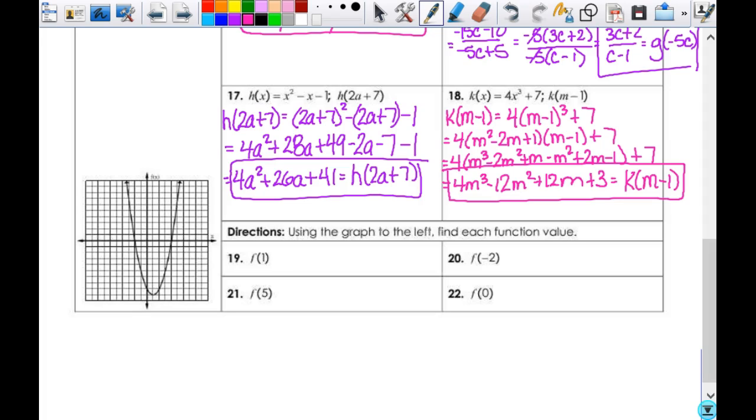All right, the last part says, using the graph to the left, find each function value. So when it asks you to find the function value, what is it asking for? The y value. It's not asking for an ordered pair or anything else. The function value is the y that it's asking for. So if I'm looking for f of 1, well, f of x is your y, so your x is 1. So when x is 1, what is y? That's all it's asking you for. So when x is 1, what is y? Negative 9. Y'all agree with that? Is that easy enough? All right.